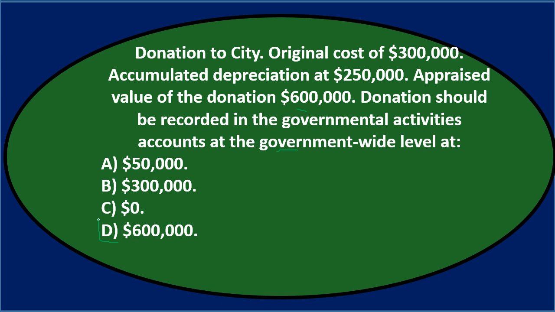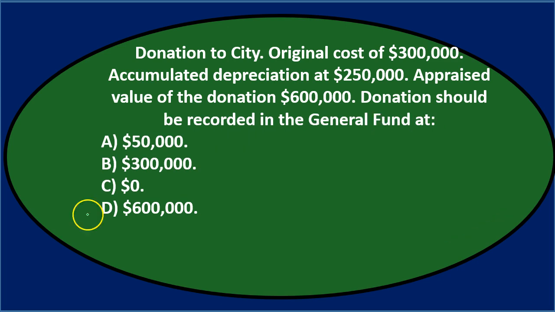Because it's on the government-wide, we're going to put it on the books as a long-term asset because we have an accrual basis as opposed to a modified accrual basis. We're not going to put it on the books at what it was for the donor. We're going to typically put it on the books at what we think the current value is, which in this case is the appraised value of $600,000.